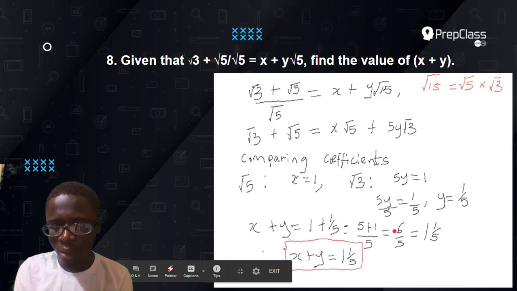So 5 plus 1 is 6, 6 all over 5. So this simply means one whole number, because 5 will go into 6 once, remainder 1, all over 5. So our answer is basically x plus y to be one whole number, 1 over 5.